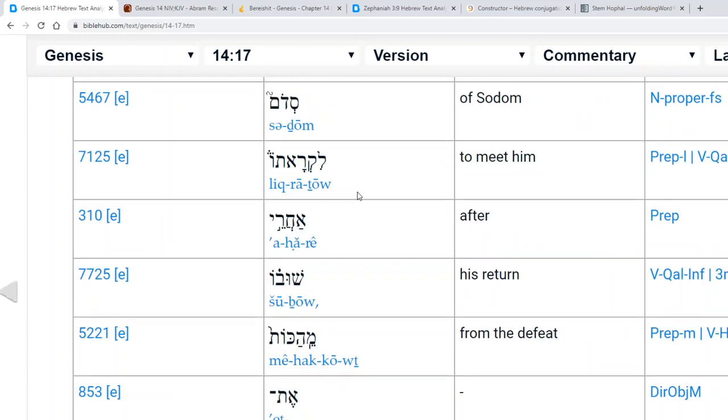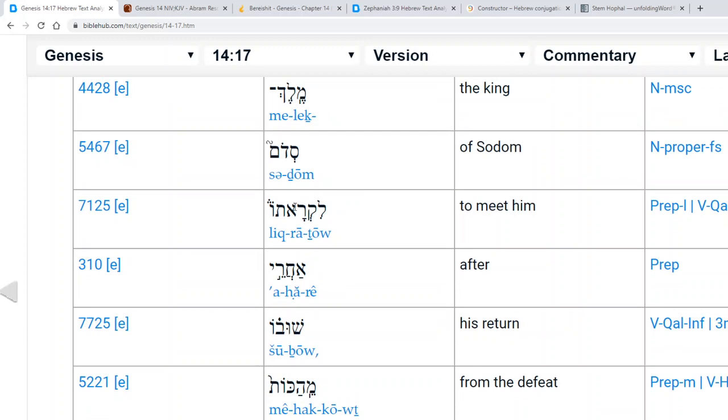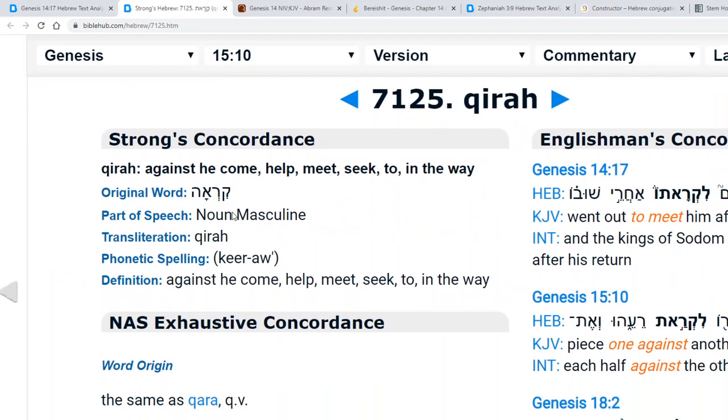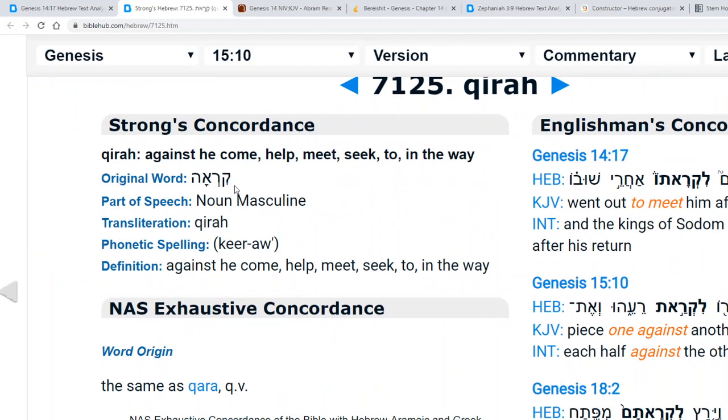Sdom. Likrato. So likrat means to greet him. To call him? That's a slightly... Yeah, this is curious, right?